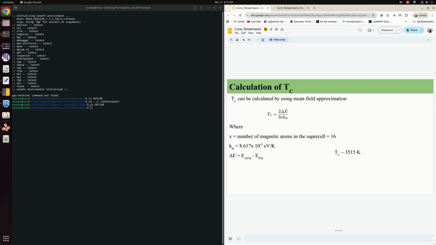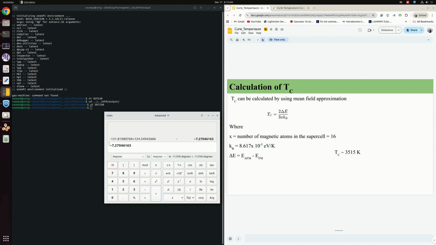And kB is the Boltzmann constant, and the value of kB in terms of eV per Kelvin is 8.617 times 10 to the power minus 5 eV per Kelvin. And this delta E is nothing but the energy of AFM minus the energy of FM, like the antiferromagnetic energy minus the ferromagnetic energy difference. After putting in all these numbers, I got the number as 7.27, and after putting all these numbers into this equation, I found this TC value.